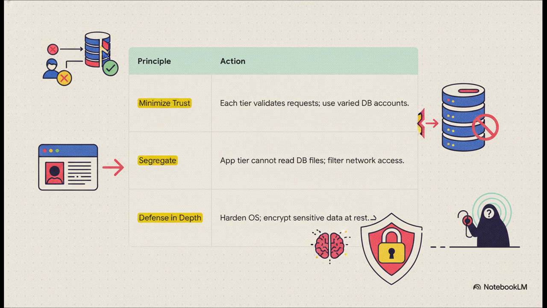Well, minimizing trust means the database doesn't just blindly follow orders. Maybe it uses a special low-privilege account for just reading product data and a completely different, more powerful account for processing orders. Segregation means the web server's user account literally doesn't have the permission to read the database's files from the disk. And defense in depth means that even if an attacker gets in, the underlying OS is hardened and sensitive data is encrypted, which severely limits the damage they can actually do.